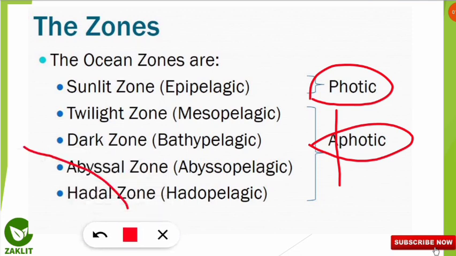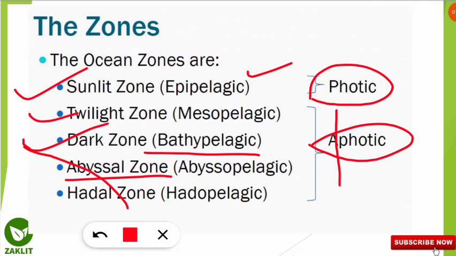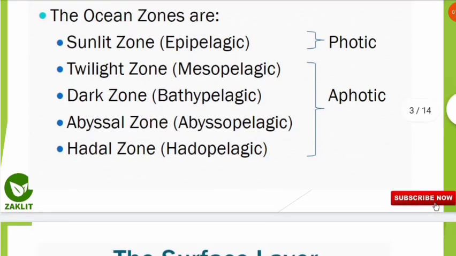These things are the sunlit zone. The epipelagic zone is known as the sunlit zone, which has the light. But apart from that, the twilight zone has a very small amount of light, or we can say it is also aphotic, but the aphotic zone actually starts from the dark zone, that is bathypelagic, the abyssal zone, that is abyssopelagic, and the hadal zone, that is hadopelagic. So ये बहुत इंपॉर्टेंट है, इसको आप लिख लीजिए. चलते हैं, एक एक करके पढ़ेंगे.